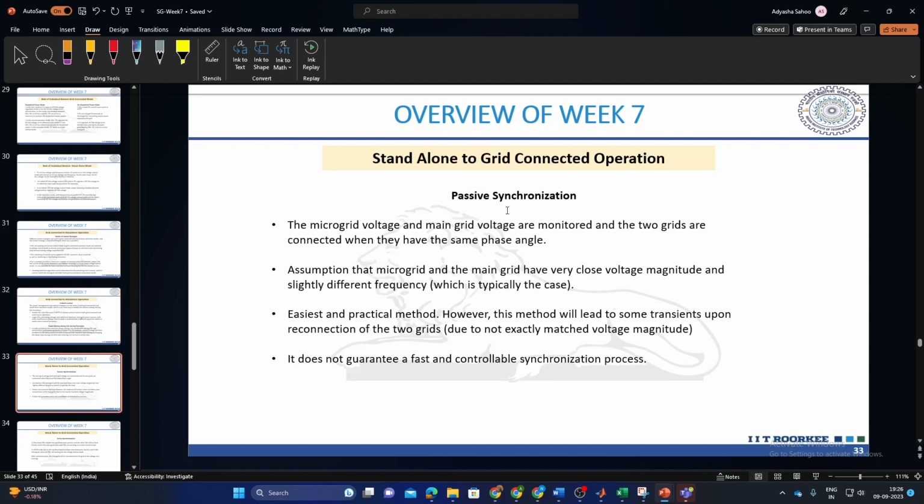And for power sharing during these transients, you need to coordinate the DGs to supply power to the critical loads, and for that you need to have modified group control strategies.